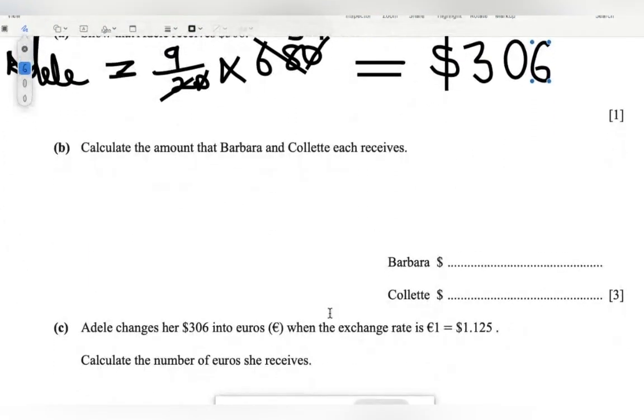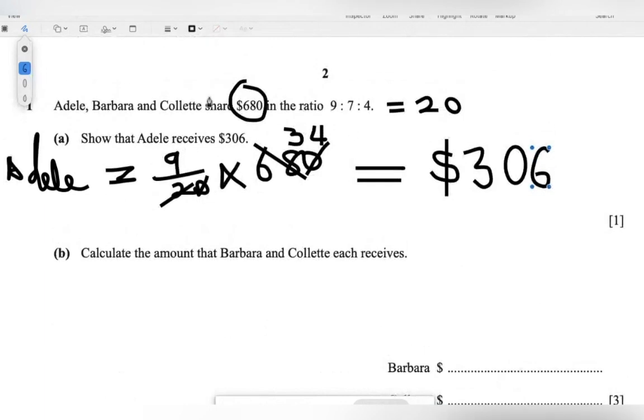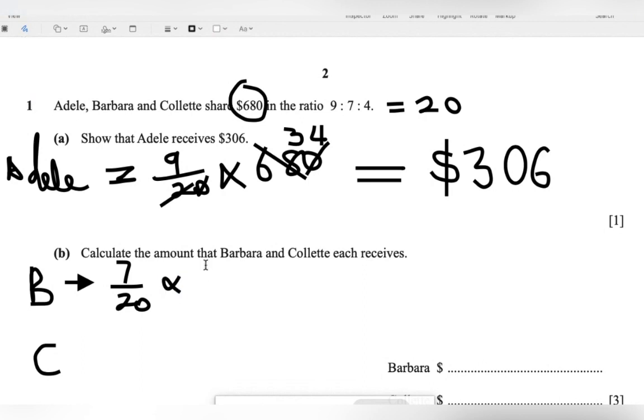Okay, so we're up to the B part of the question. It says calculate the amount that Barbara and Colette each receive, each of them. So you remember that Barbara is the second name and is the second ratio. So for Barbara, we do the same thing. I will just use the letter B and letter C for Colette. So Barbara is simply 7 over 20, 7 divided by 20, times the amount that they're sharing, times 680.